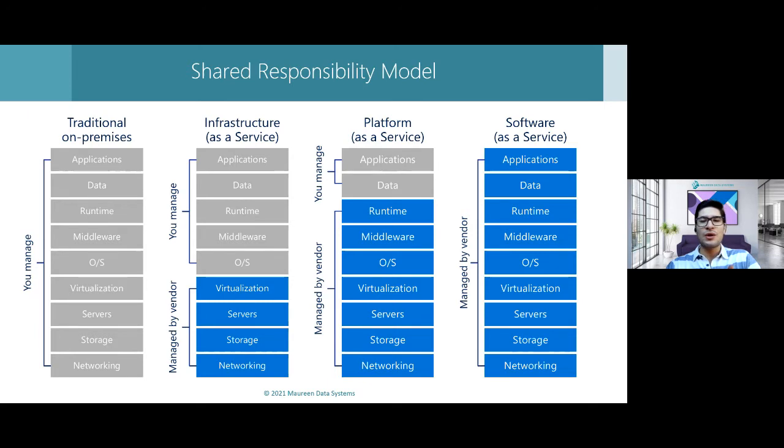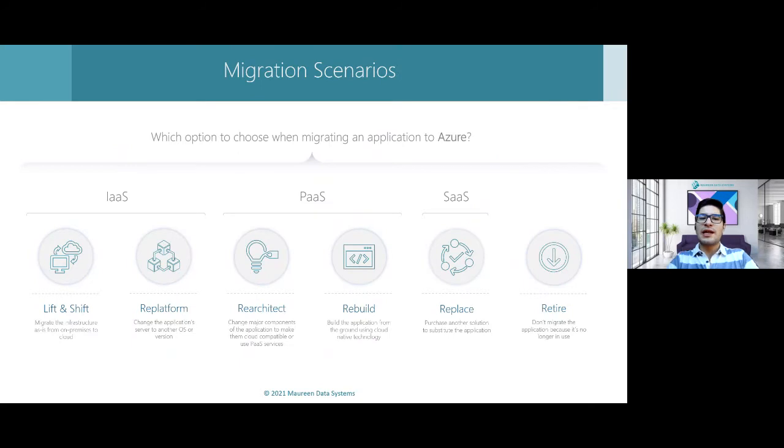And finally, we have software as a service. And the best example is Office. So with Office 365 or with Microsoft 365, we don't have to worry about the code of the application. We don't have to worry about how the application manages our data. We only have to use it. So that's the best example of software as a service, and that means that everything is taken care of by the cloud vendor.